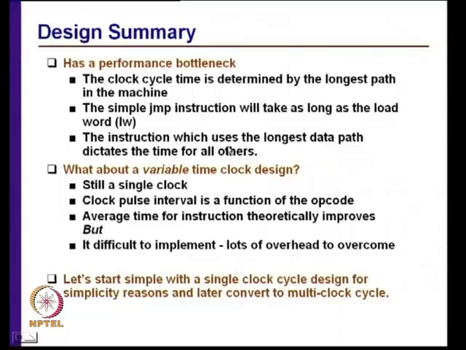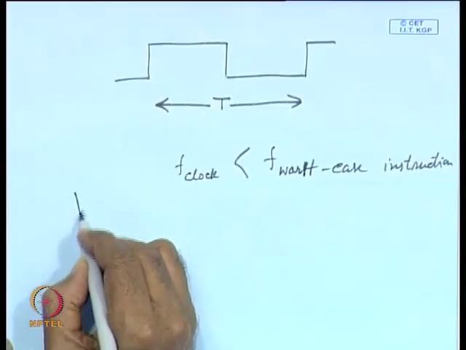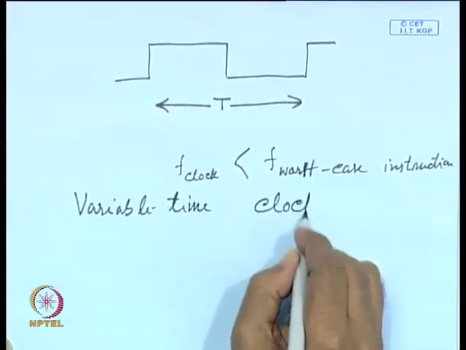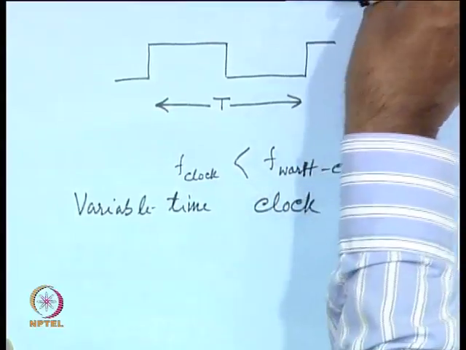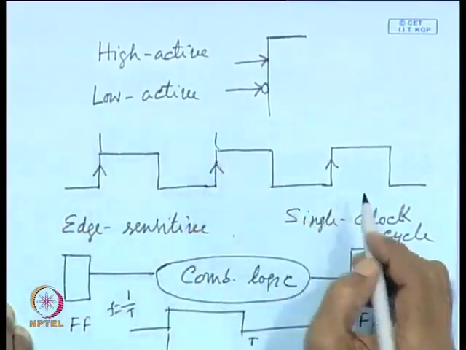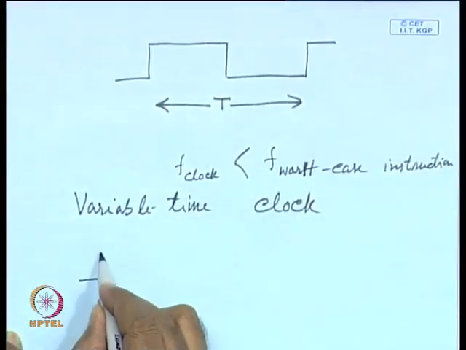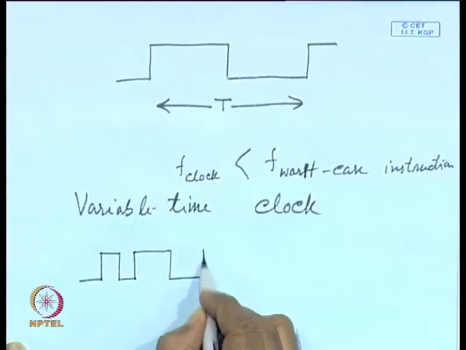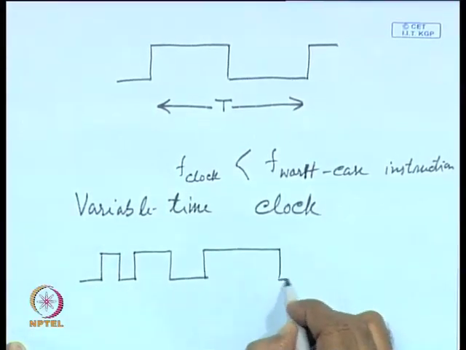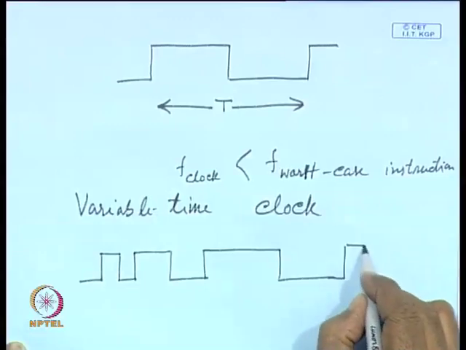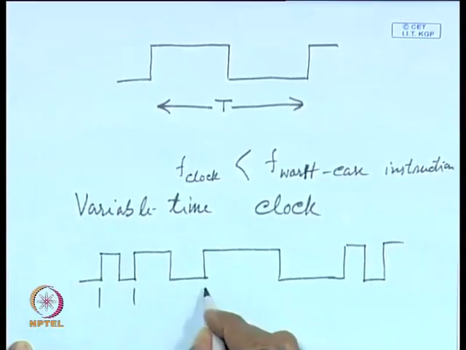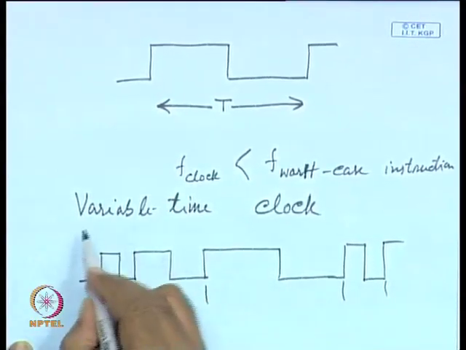To overcome that, there is one possibility, which is a variable time clock. Earlier we assumed that each clock cycle is of the same duration. Instead of that, suppose you are performing an instruction which takes smaller time, so this is your clock cycle. If it takes longer time, the clock cycle can be like this. If it takes still longer time, the clock cycle can be like this. If it takes smaller time, another clock cycle of smaller duration. So you will be generating clock cycles of different time periods. This is a variable time clock.